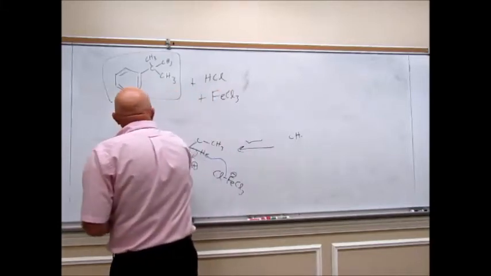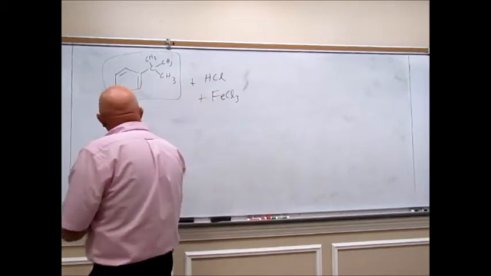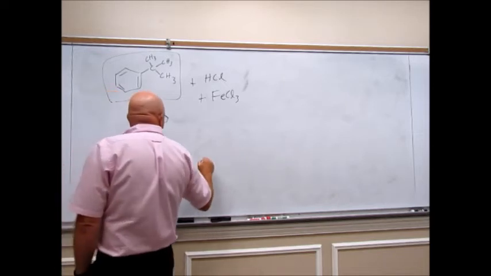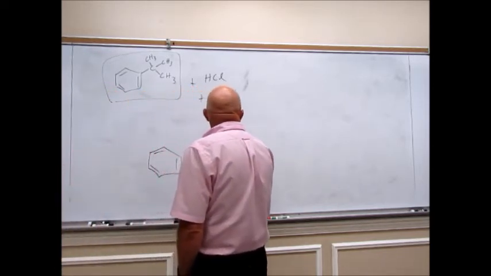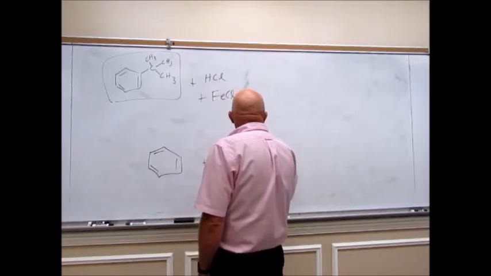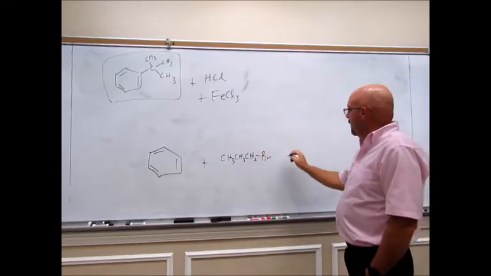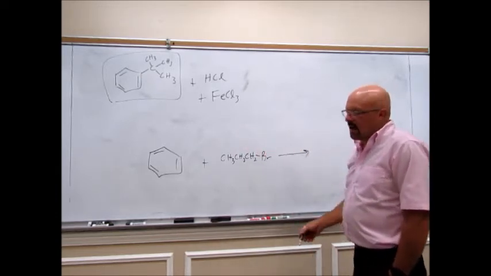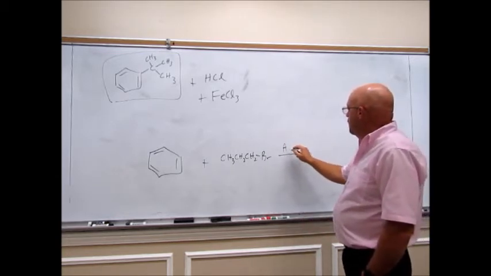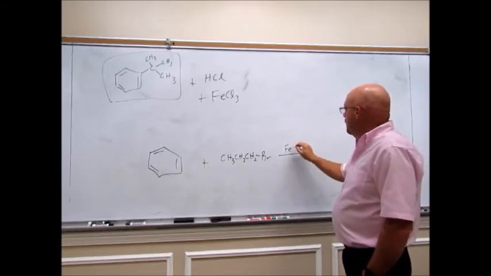So we'll do another example. Let's take this alkyl halide. So I've got my aromatic ring. I have an alkyl halide. We're going to put in a Lewis acid catalyst. Any Lewis acid will work. I'll do iron bromide.